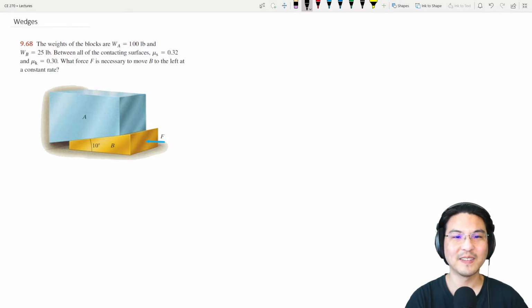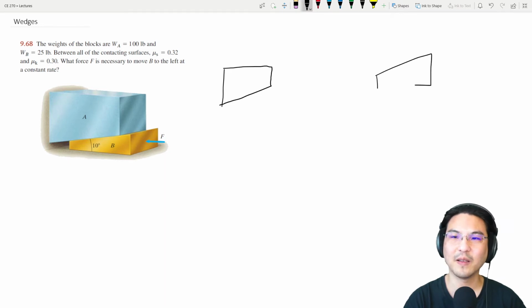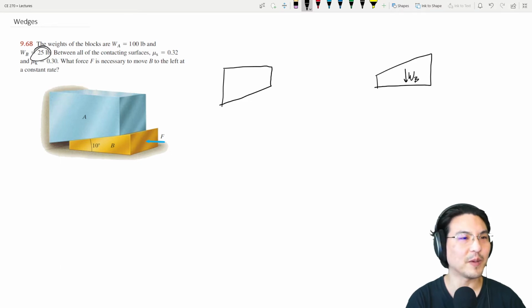So how do you do it? Always start with a free body diagram. So here's block A, and then here's block B. Okay, now let's draw all the forces acting on the blocks. So I'll start with block B. It has weight, which is given 25 pounds.